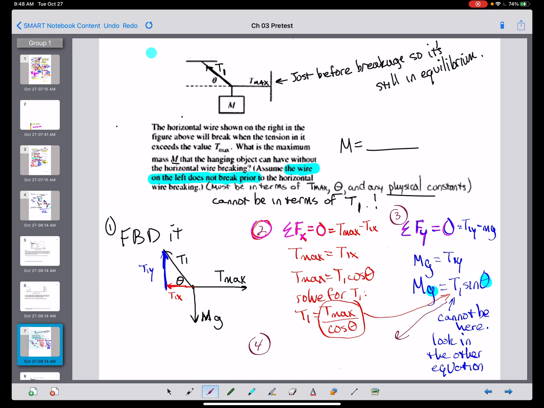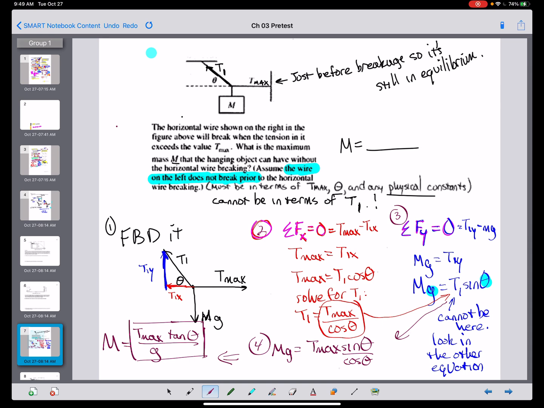So 4 is going to be subbing for T1, and we're going to get mg equals T max sine theta over cosine theta. I'll put the final answer here. That's going to be m equals T max, and remember, sine over cosine is tan of theta, tan theta over g. There you go.